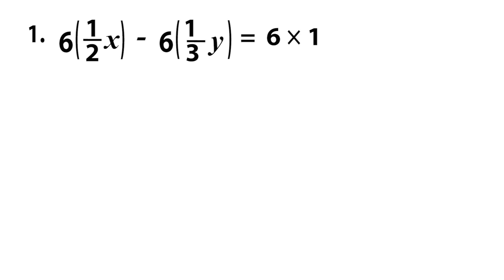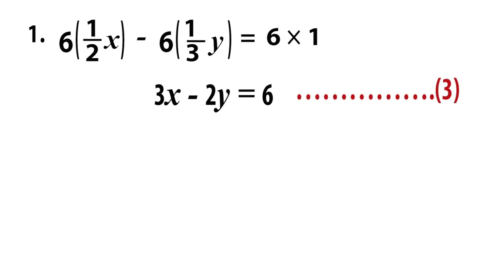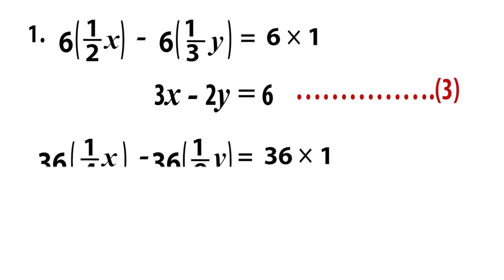Solving this, we have 3x minus 2y is equal to 6. Remember, because we have transformed this equation, let's label it as equation 3. We also have to multiply equation 2 by the LCM. Looking carefully, that LCM is equal to 36. If you multiply, we clear the fractions.